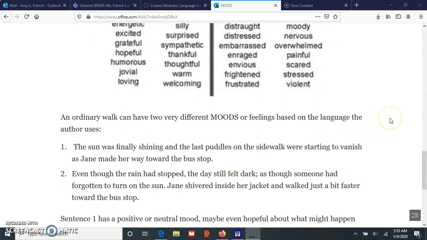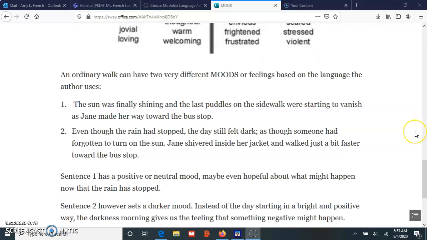Let's look at an example. An ordinary walk can have two very different moods or feelings based on the language the author uses. So sentence number 1: the sun was finally shining and the last puddles on the sidewalk were starting to vanish as Jane made her way toward the bus stop. So there's nothing really scary here. The sun has finally come out. Seems like maybe it's been raining because it says there's puddles on the sidewalk.